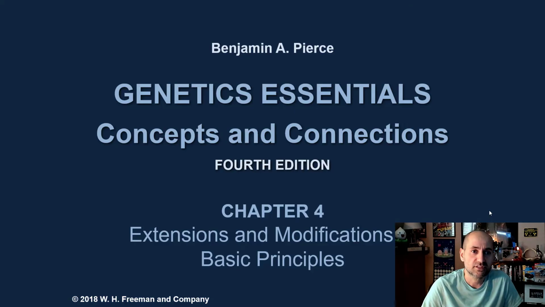Hey everyone, Dr. D here, and in this video we are going to be covering Chapter 4 from our Genetics Essentials, Concepts and Connections textbook, 4th edition. This chapter deals with extensions and modifications of basic principles of genetics. What this chapter is essentially going to show us is that not all traits are inherited in a Mendelian fashion with a clear dominant recessive pattern where you would do a monohybrid cross and you would see a 3-to-1 phenotypic ratio, a 1-to-2-to-1 genotypic ratio every time.